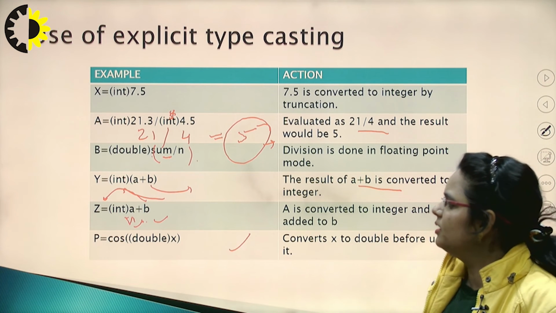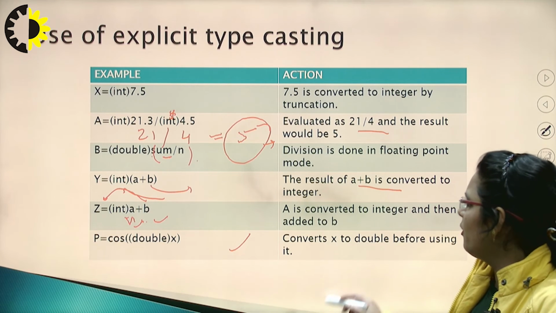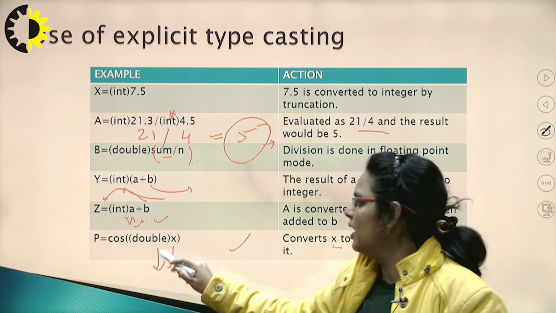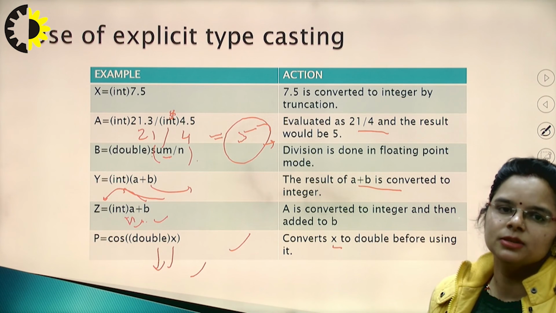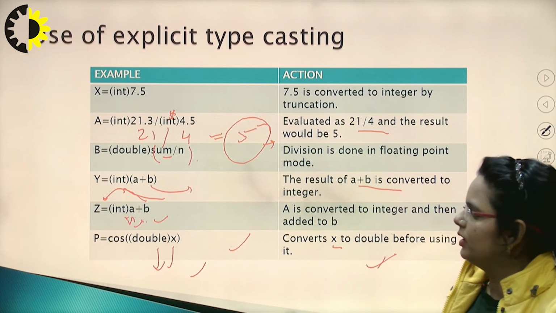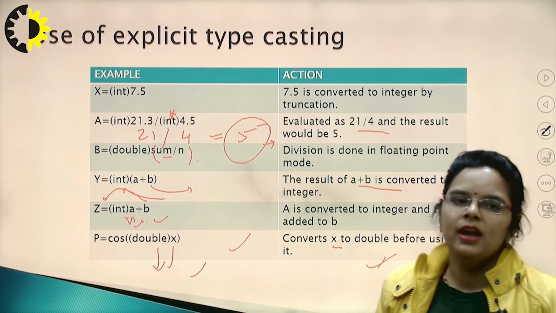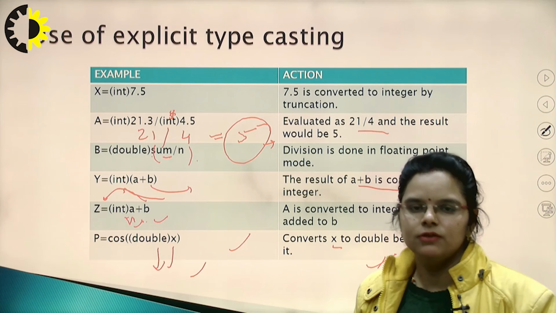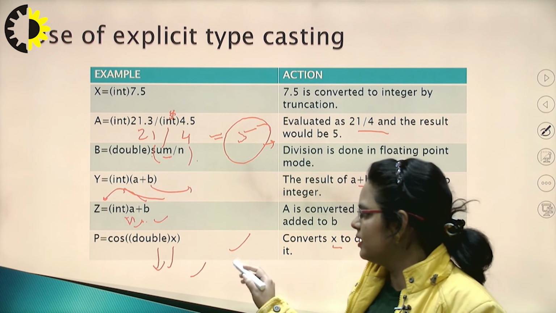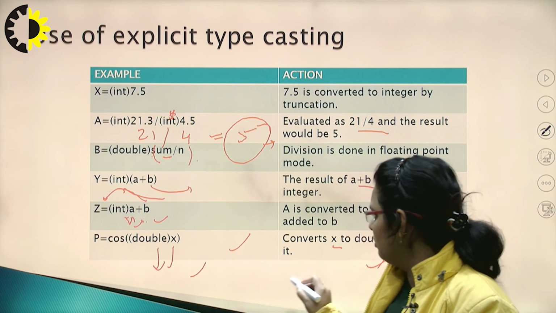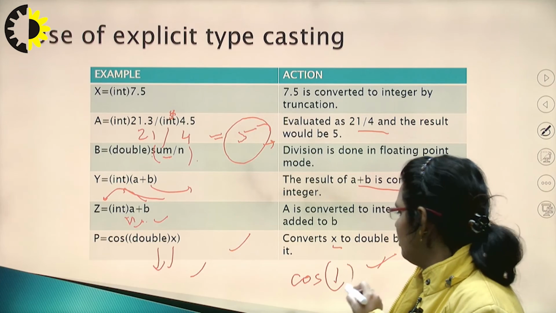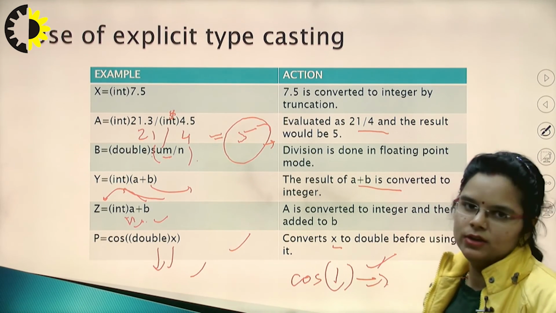Last example here is p is equal to cos double x. First of all, the value of x is converted to double type of data, and then as per the expression given, it would be evaluated in such a way. So whatever be the value of x, first of all, it is converted to double. So we can say if x has one value, the output would be cos 1. Whatever would be the value of this, it would be evaluated in such a way.